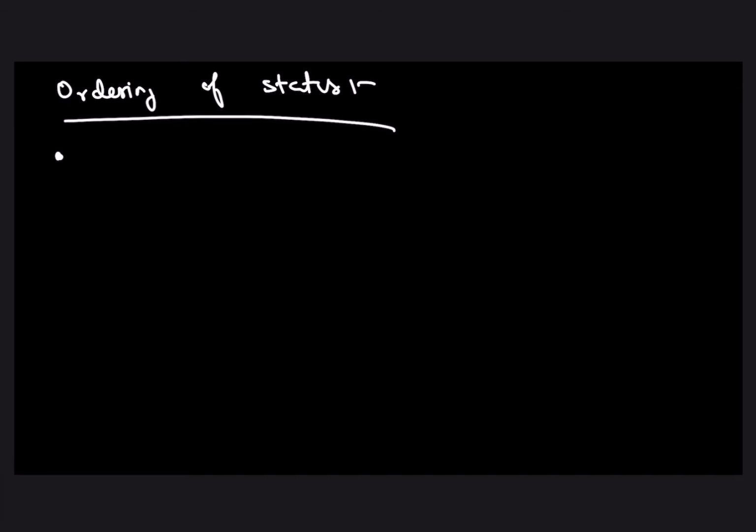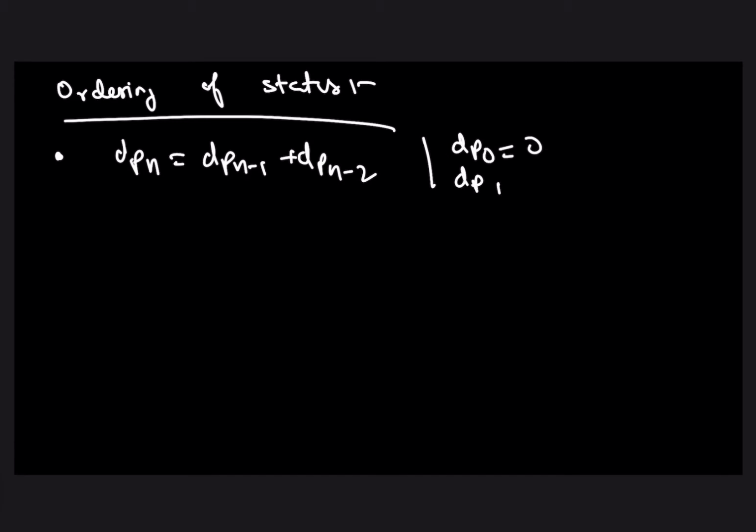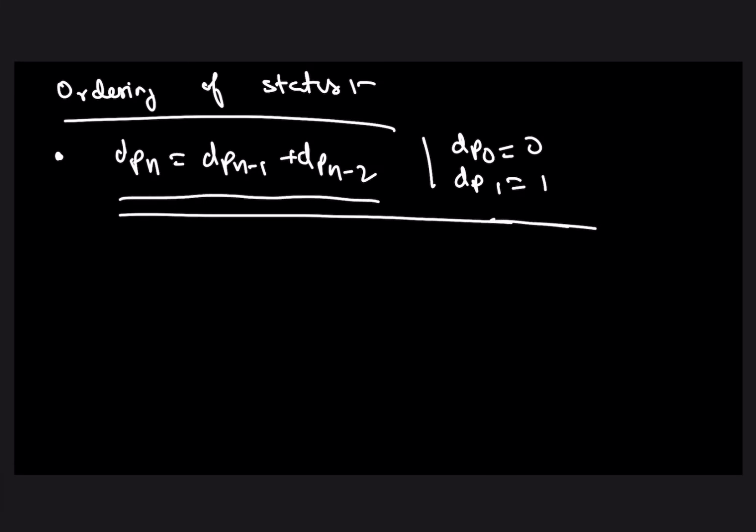For example, let's just take the example of the Fibonacci series that we solved in the previous video. The recurrence relation for that was dp of n equals dp of n minus 1 plus dp of n minus 2, and the base cases were dp of 0 equals 0 and dp of 1 equals 1. All right. So if you look at this recurrence relation, it means that to solve the nth state, you need to solve the n minus 1th state first and also the n minus 2nd state.